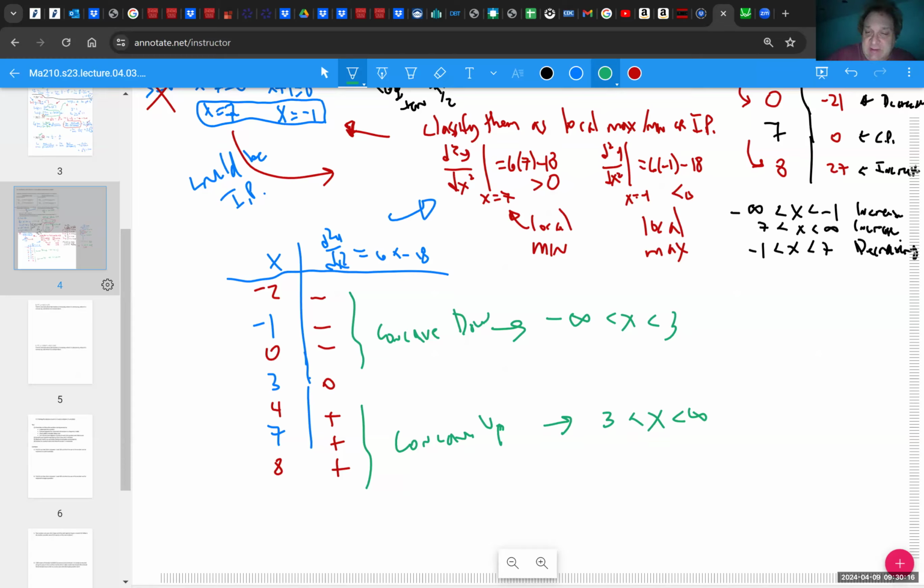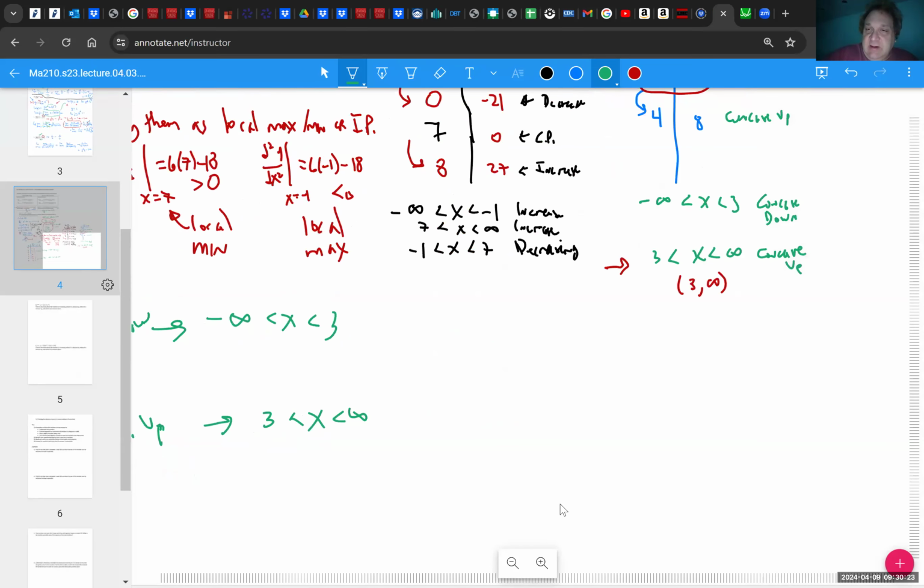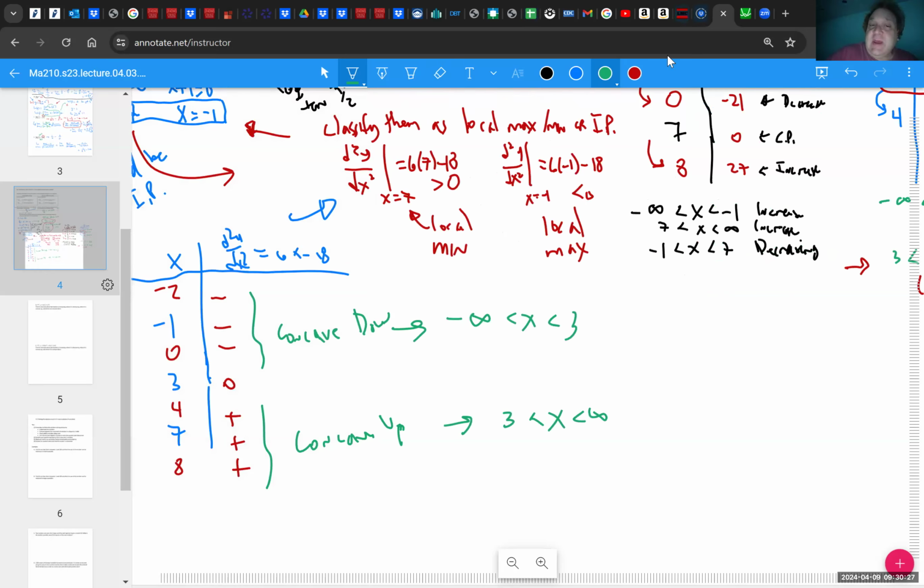Let me actually see if it's the same answer as before. What did I have before? I had -infinity to 3. It's concave down, which is what I have again. So now it matches up, and it should match the picture too. This is down.